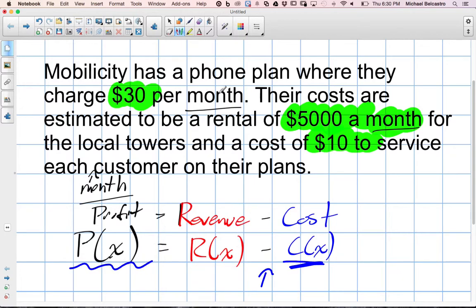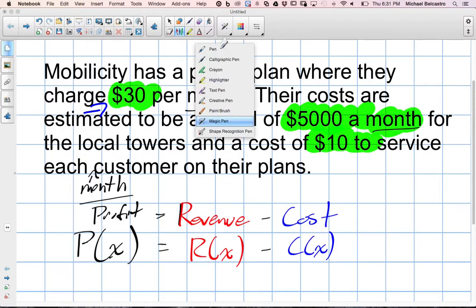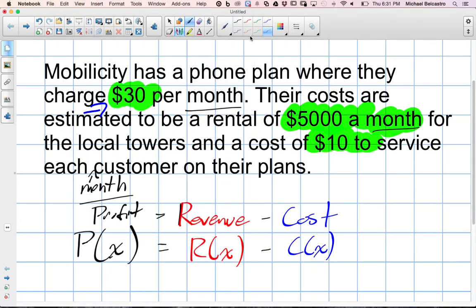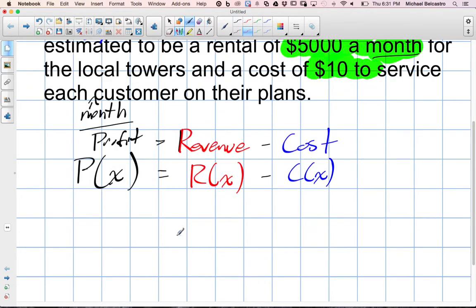Okay, so when looking at this, what is their revenue per month? It's really straightforward, it looks like. What do they have? 30x. Yeah, it's just 30x, that's right. For every customer, they make $30. So our revenue function is 30 times x.